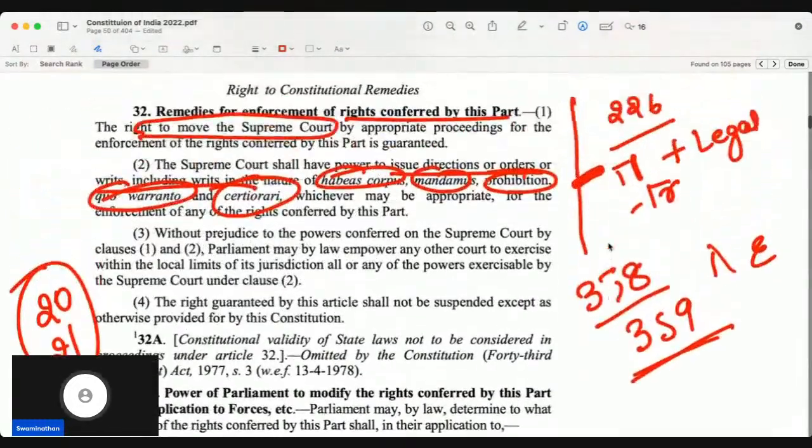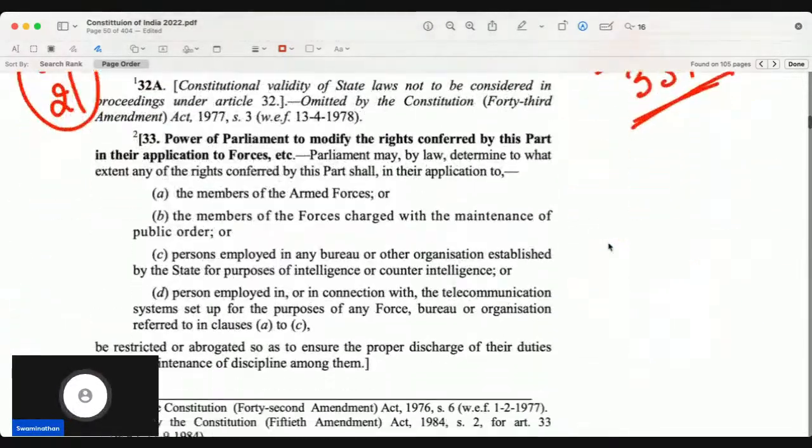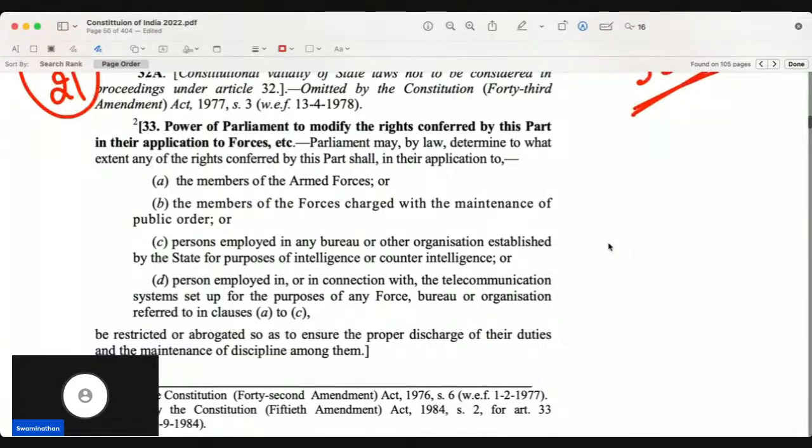Now, can the fundamental rights be amended? Yes, fundamental rights can be amended provided the basic structure is not changed. What about the rights which are available to the members of the armed forces? So Parliament is empowered to curtail the rights of the members of the armed forces given under Article 33, and for this they have certain limitations. They do not enjoy as much fundamental right as we, as ordinary citizens, enjoy, simply with the motive to maintain order and discipline in the armed forces.